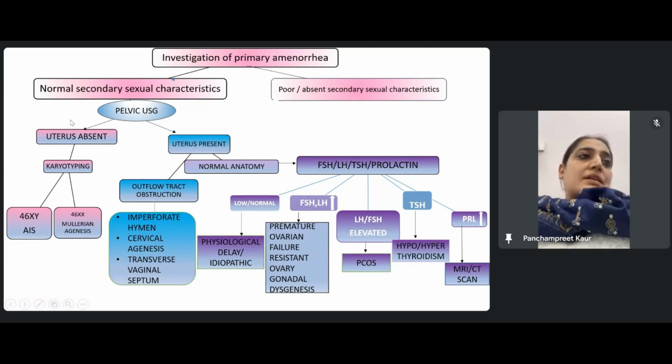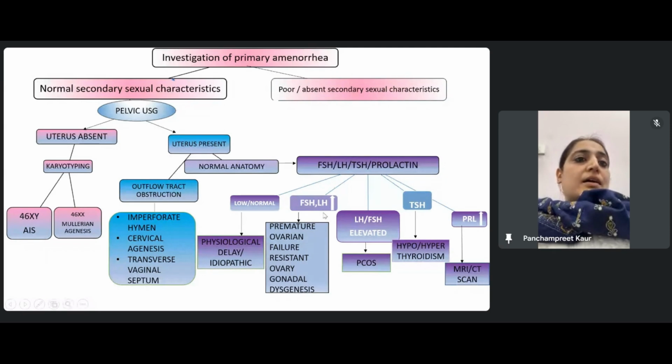If the uterus is present and the outflow tract obstruction is ruled out, we do an ultrasound. If it is normal anatomy, we need to check FSH, LH, thyroid, and prolactin. Only these 4 tests are required after ruling out pregnancy, even if she is an adolescent. If the hormones are low or normal, it can be a physiological delay or idiopathic.